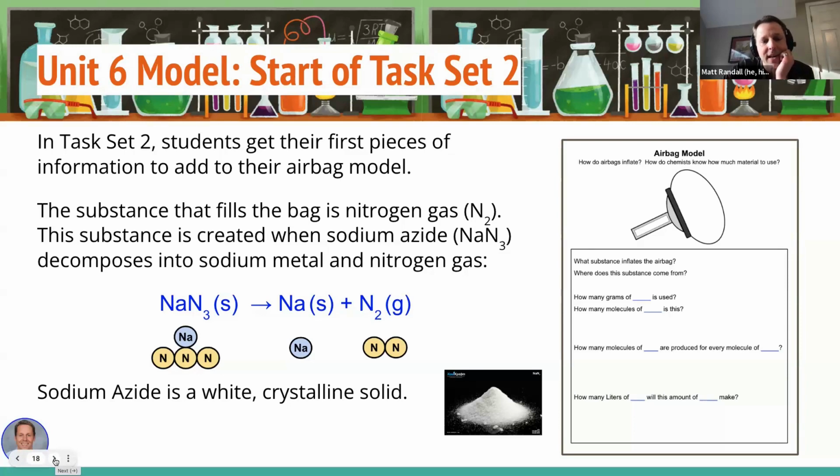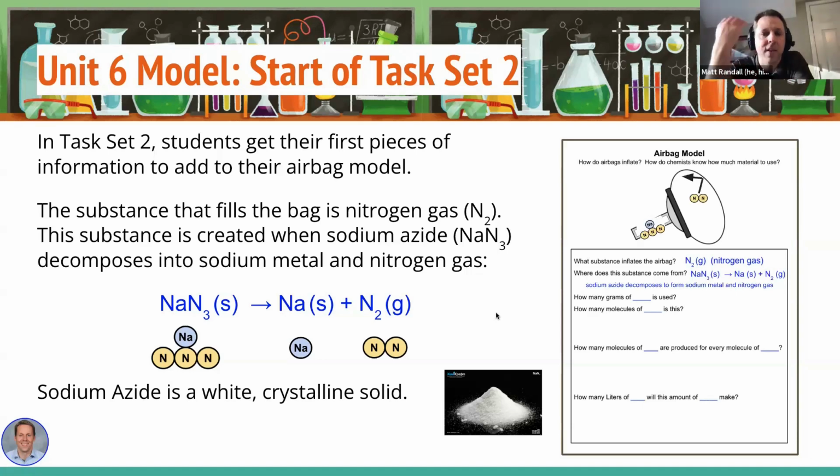And sodium azide is a white crystalline solid. I think this is animated, Christy, so we can click on the next couple of things. The model on the right, if you click on the slide, it's going to pop some stuff up. The model on the right is a handout that you can print and give to students and that they can add to throughout the course of what we've done.